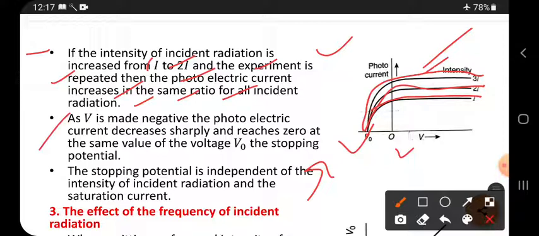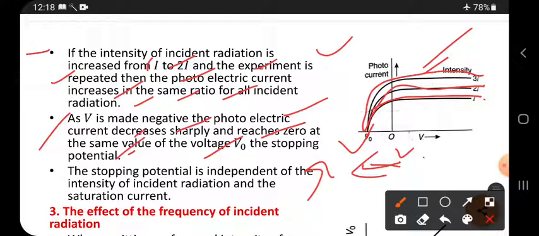As V is made negative, the same thing that I have explained in the previous one applies. Negative means that if you apply a negative potential, the photoelectric current decreases sharply and reaches 0 at the same value of voltage V naught. That is the stopping potential.